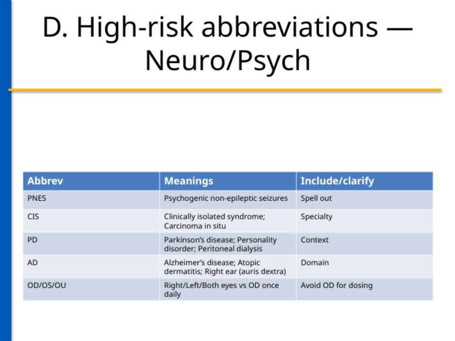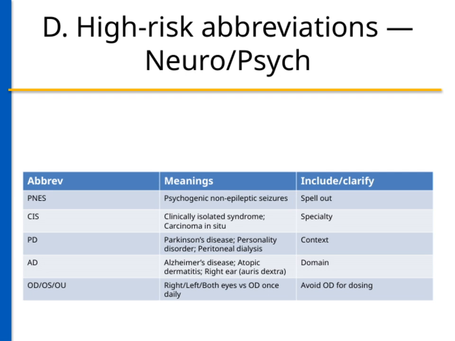Moving on to PD, which can stand for Parkinson's disease, personality disorder, or peritoneal dialysis. Again, the context is key here, whether we're discussing movement disorders, mental health, or renal treatment, to interpret this abbreviation correctly. Then there's AD, which might refer to Alzheimer's disease, atopic dermatitis, or even right ear, also known as oris dextra. Remember, in clinical documentation, clarity is crucial, so always specify what AD refers to in your notes.